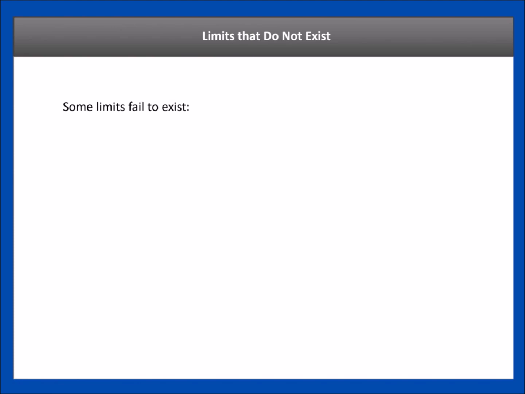So some things to keep in mind is that some limits exist, but some limits fail to exist. And they fail to exist for different reasons, right? So the first reason is that the behavior on the left side does not match the behavior on the right side. Meaning that they don't approach the same value, right? So if I approach from the left side and it approaches a different value than if I approach from the right side, then the limit fails to exist since they don't agree on the behavior.